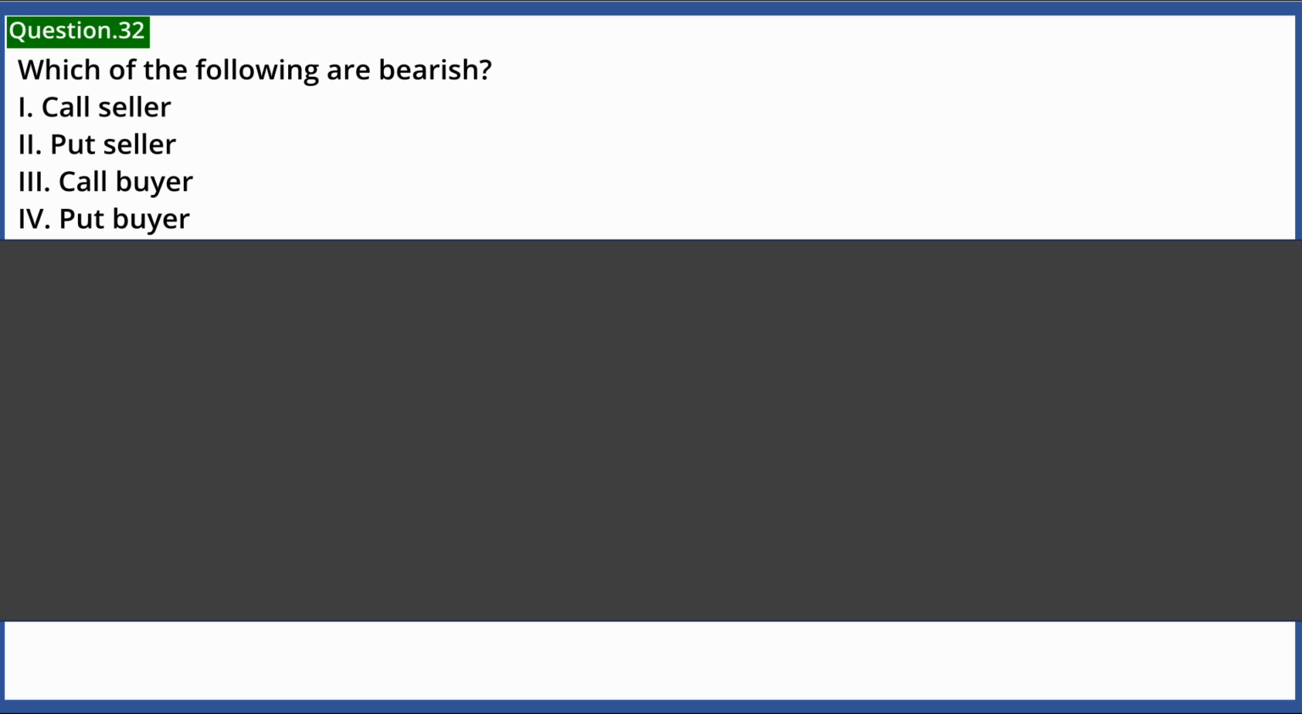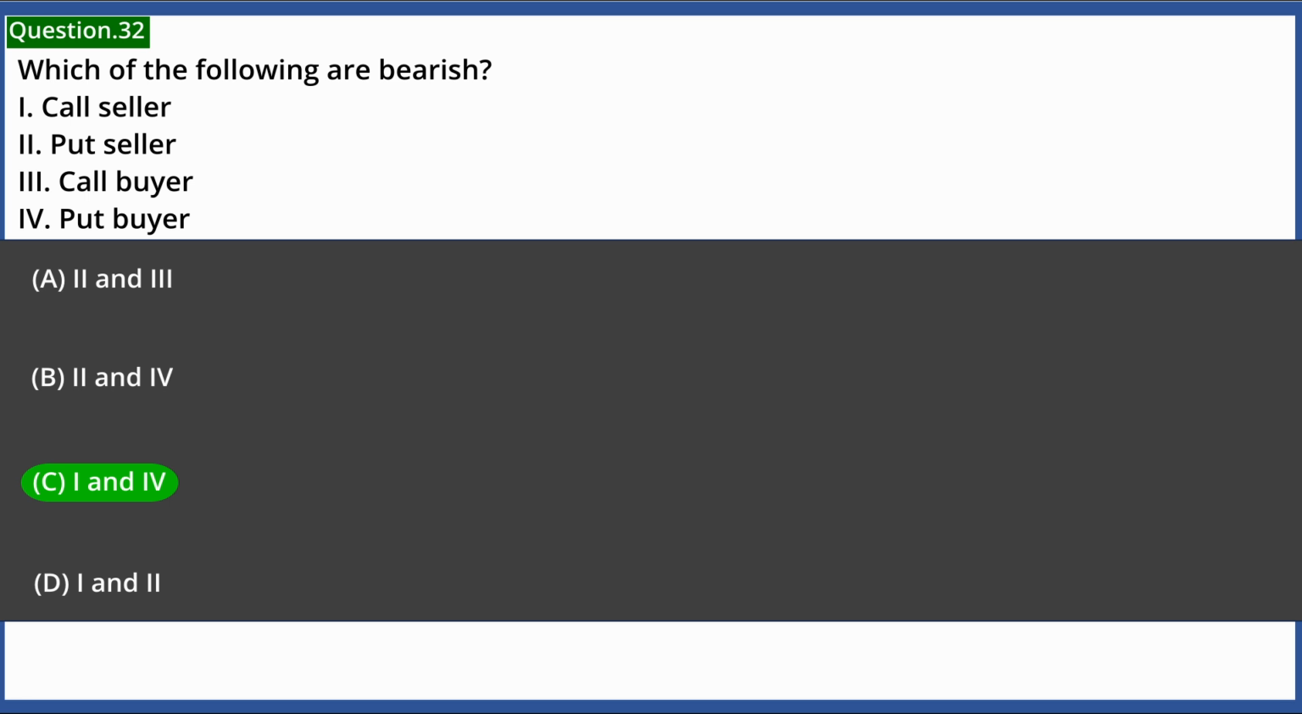Which of the following are bearish? 1. Call seller. 2. Put seller. 3. Call buyer. 4. Put buyer. A. 2 and 3. B. 2 and 4. C. 1 and 4. D. 1 and 2. Answer C. 1 and 4.